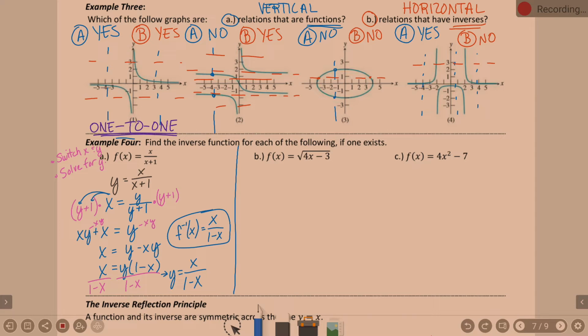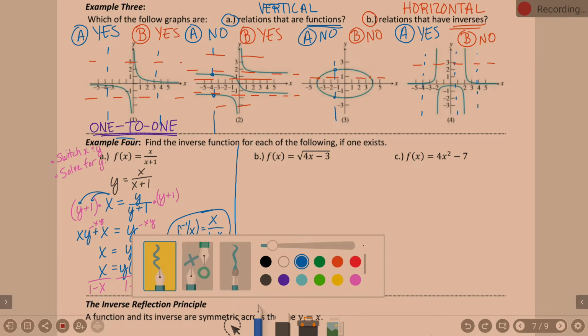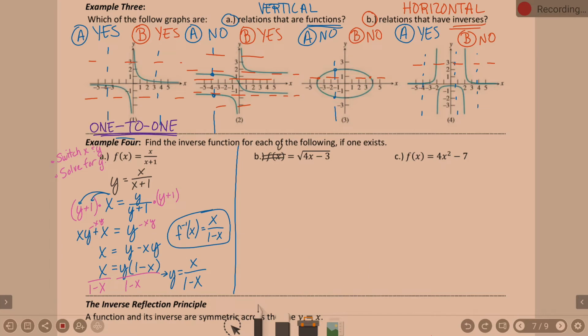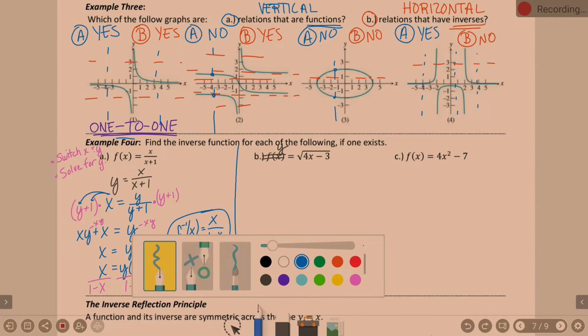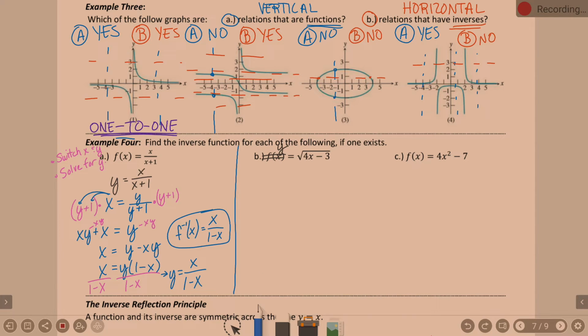Okay, let's try B. What do we know about f of x? f of x is the same as saying y. So we have y equals the square root of 4x minus 3. How do I start to find my inverse? No, not yet. Switch x and y. Maybe you've already done that, but I haven't.